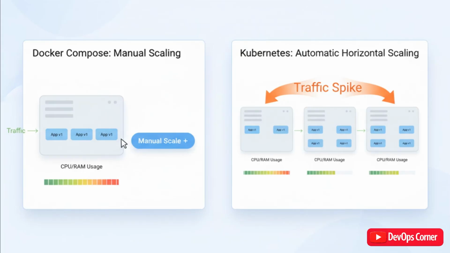Okay, now let's talk about a traffic spike. With Docker Compose, you could manually use a scale flag to spin up a few more copies of your web server container, but they're all still stuck on that one single machine, all fighting for the same CPU and memory.